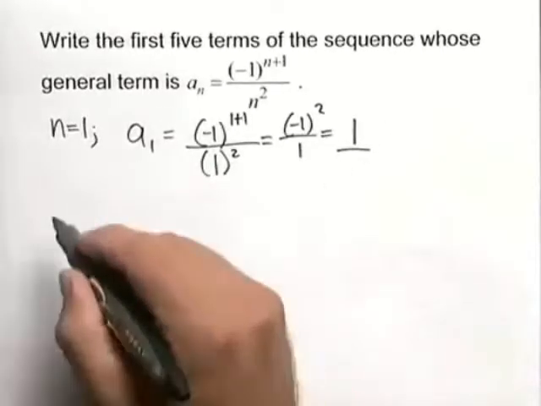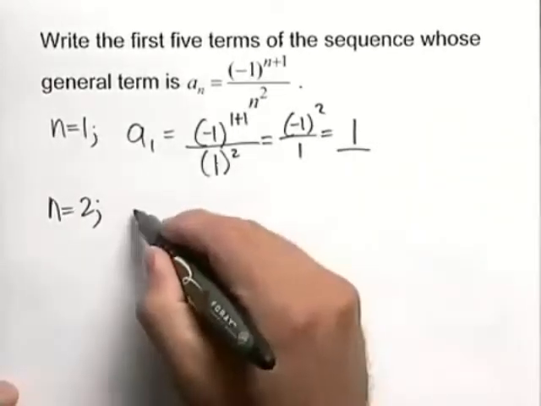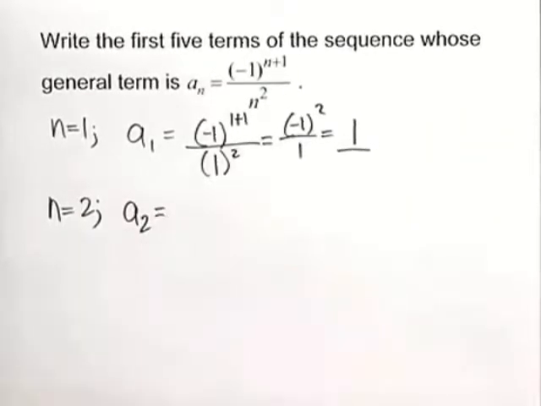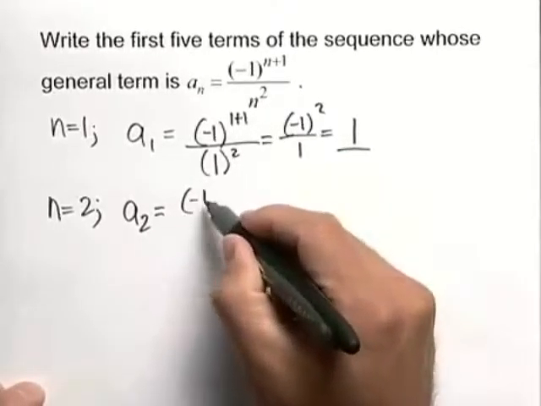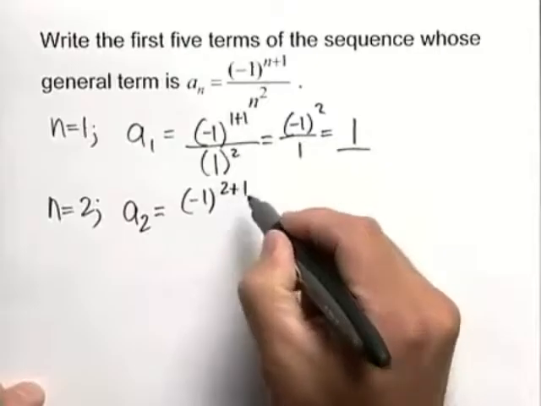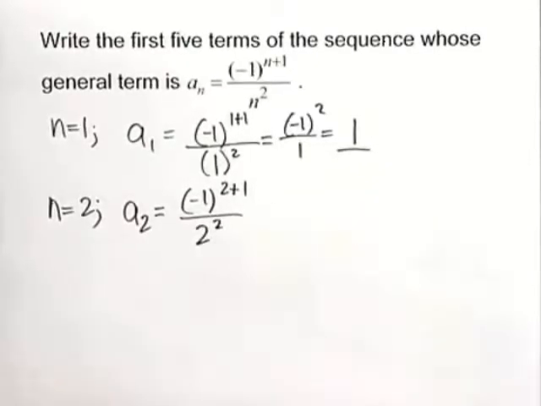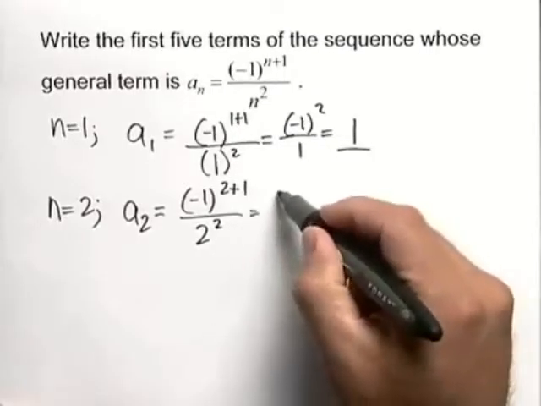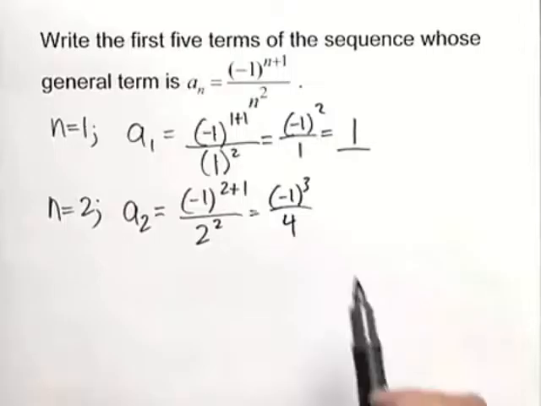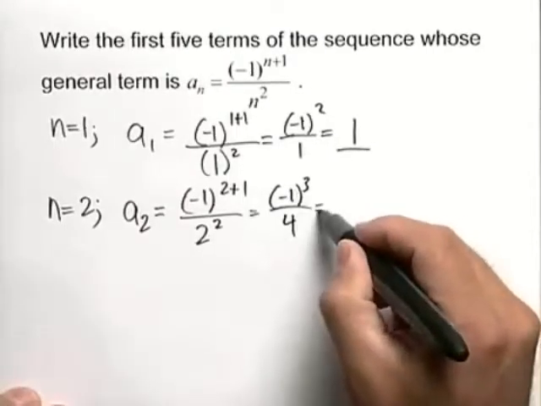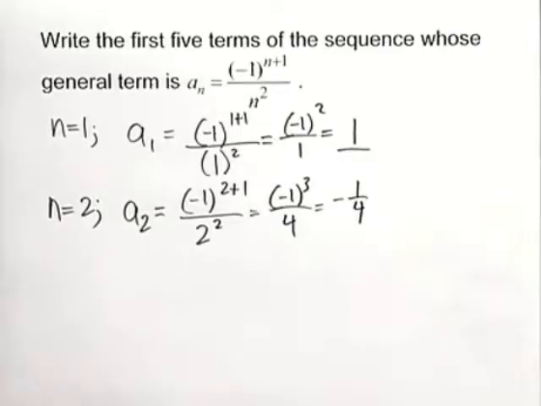To find the second term, that's represented by n equals 2, and in symbols we can write that as a sub 2. As before, wherever there's an n, we're going to plug in a 2. So we have (-1) to the 2 plus 1 power all over 2 squared. Now, in the numerator, we have (-1) cubed all over 2 squared, which is 4. Notice we have a negative base to an odd power, so this one will get a negative fraction, -1/4.